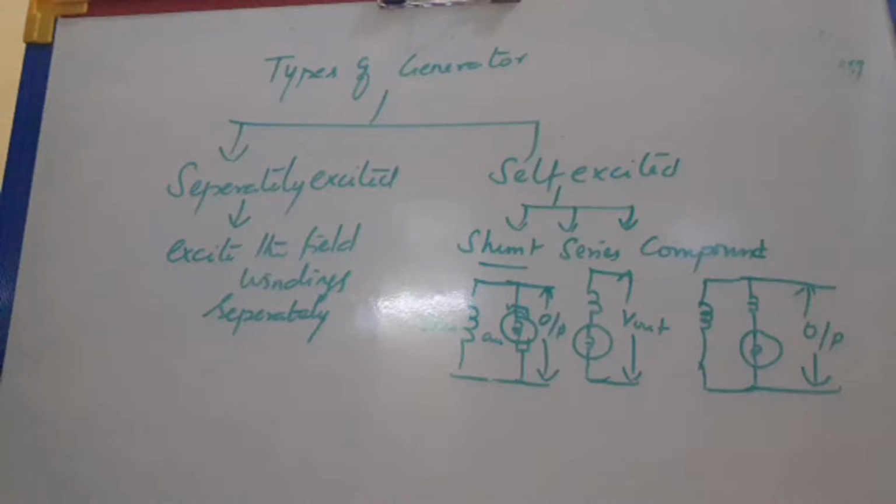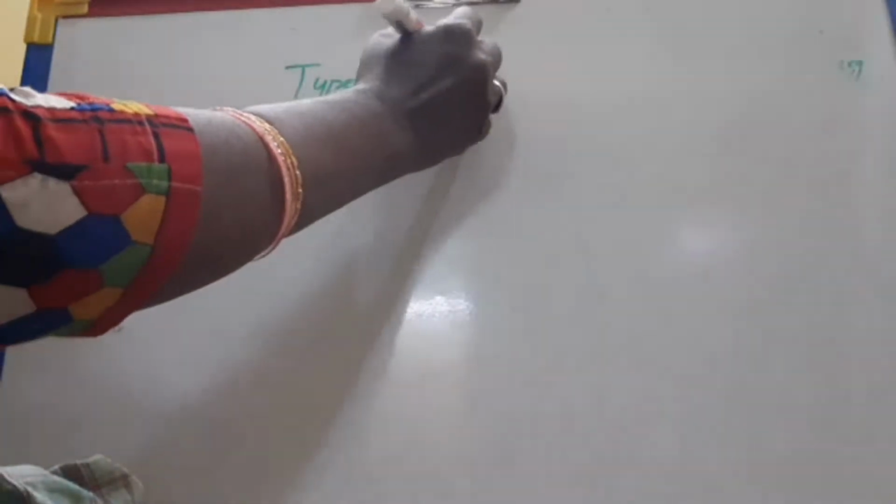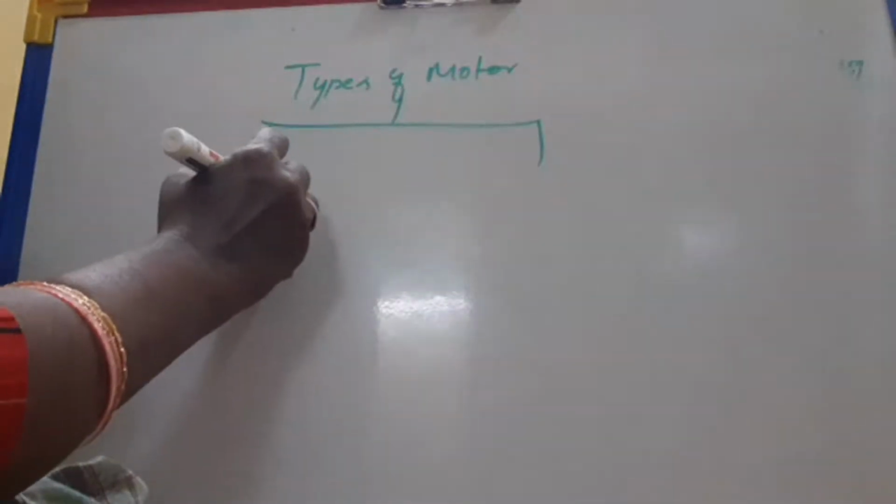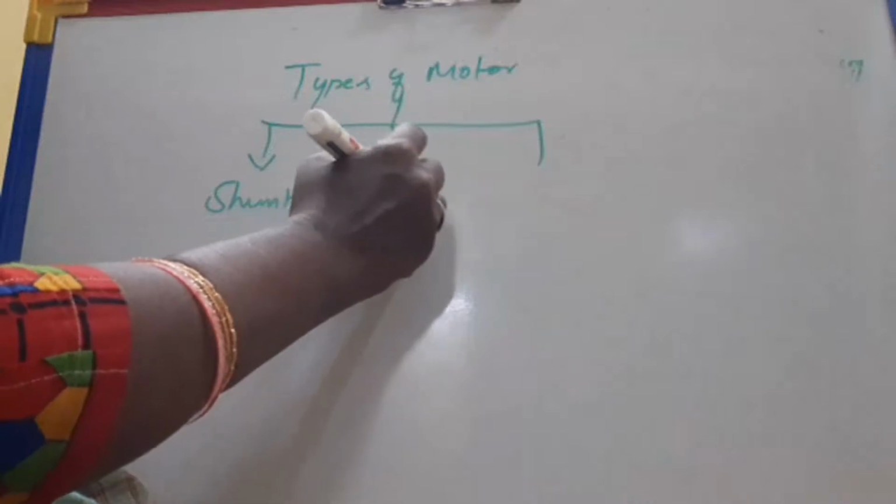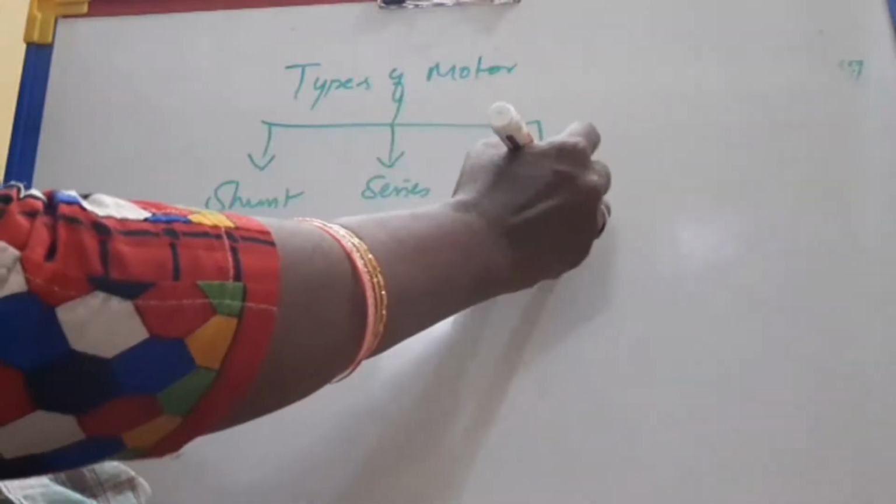Similarly, the types of motor we can take are self-excited: the shunt motor, series motor, and compound motor. In the case of a generator, electrical energy is the output, but in the case of a motor, we give electrical input to the motor. So, in the types of motor, again we have shunt motor, series motor, and compound motor.